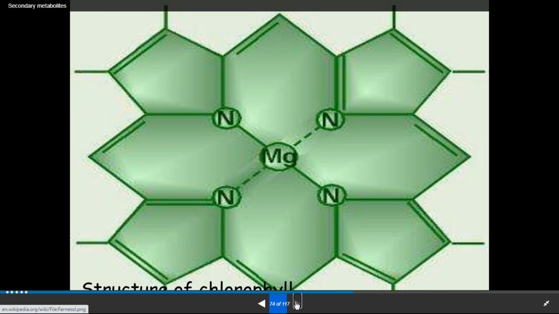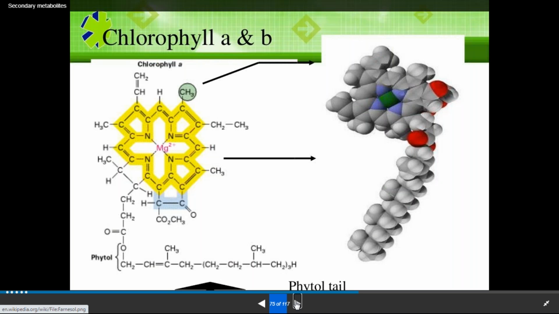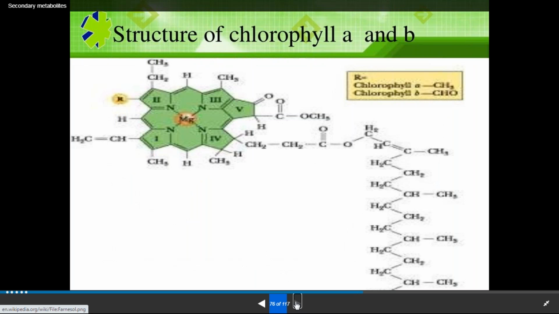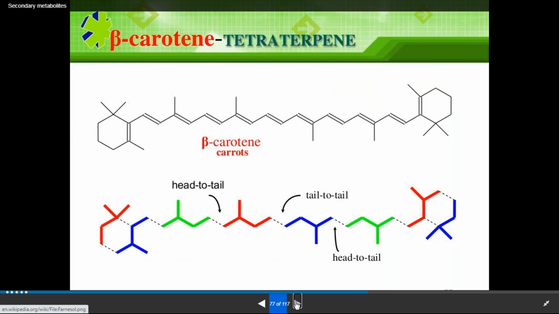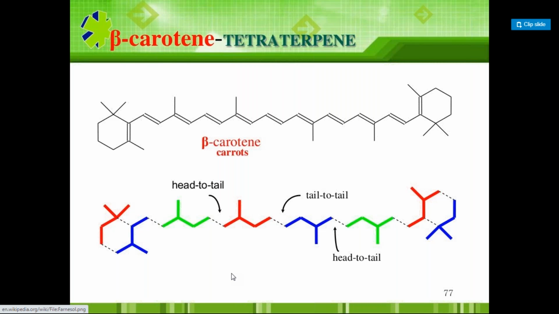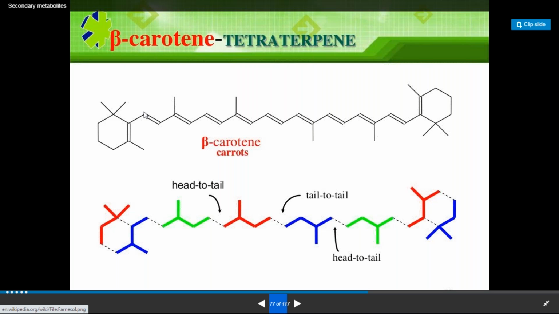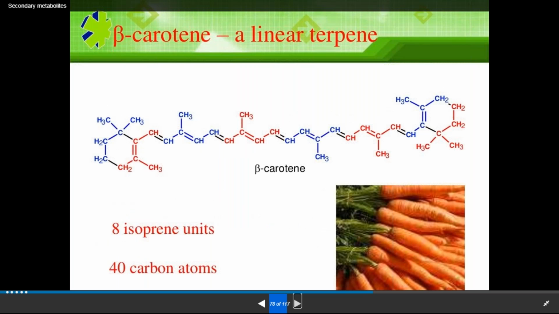Okay, next this is the structure of chlorophyll. Chlorophyll A and chlorophyll B also undergo tail-to-tail condensation. This is also derived from the mevalonic acid pathway. See, this is beta carotene. How many C5 units does it have? Look at the color of the C5 units and tell me. 8. So it is a tetraterpene. In the structure you have one cyclic ring, the remaining is all linear. This is beta carotene, which is present in carrot. It is the best example for tetraterpene. It has 8 isoprene units, 40 carbon atoms.